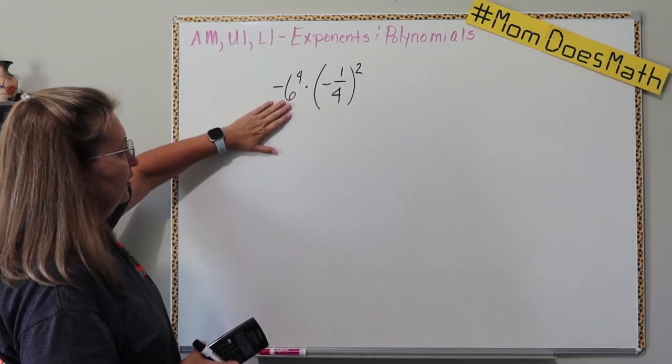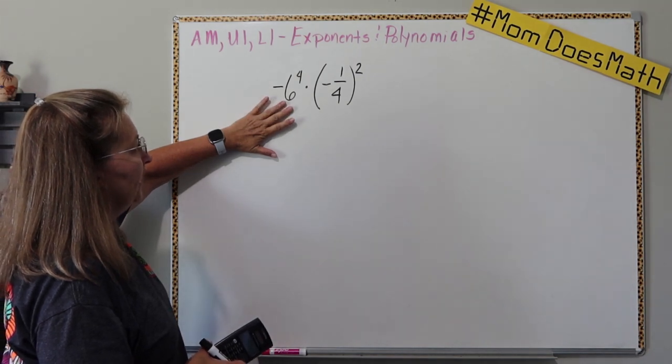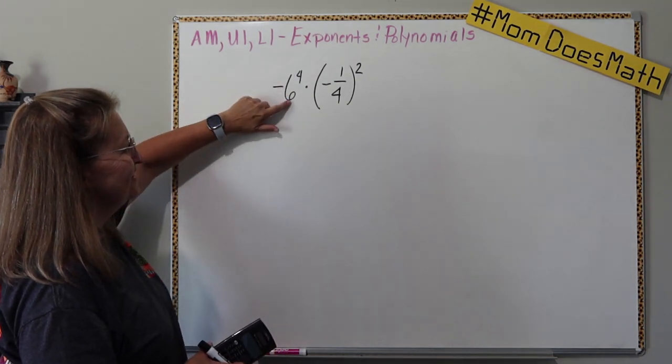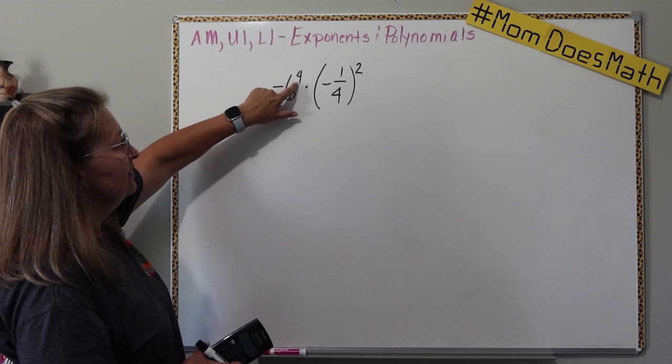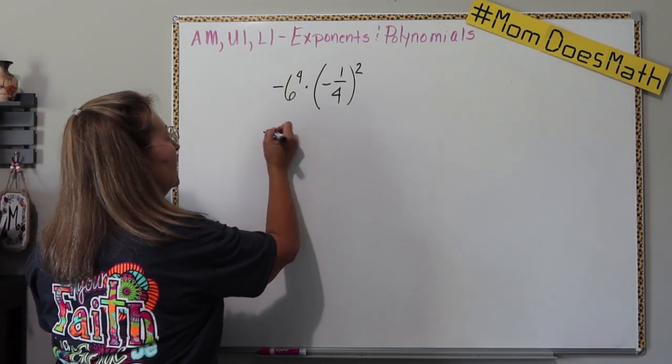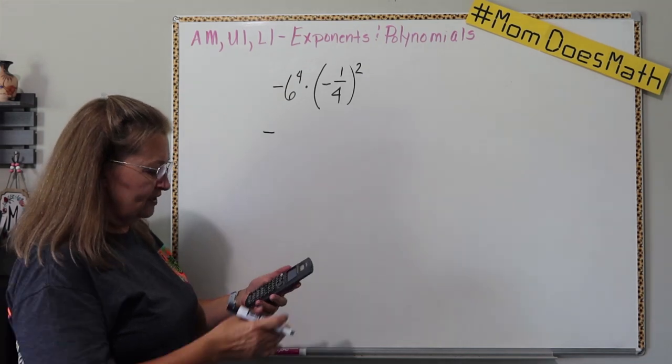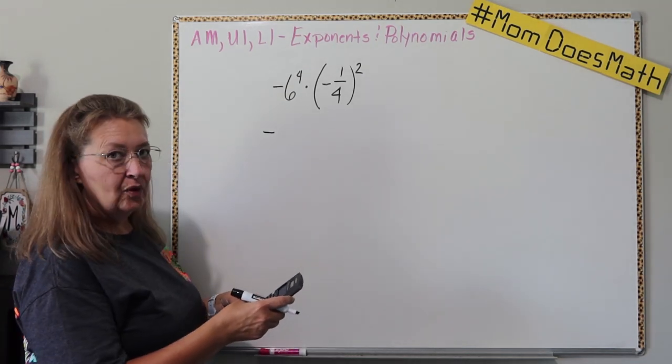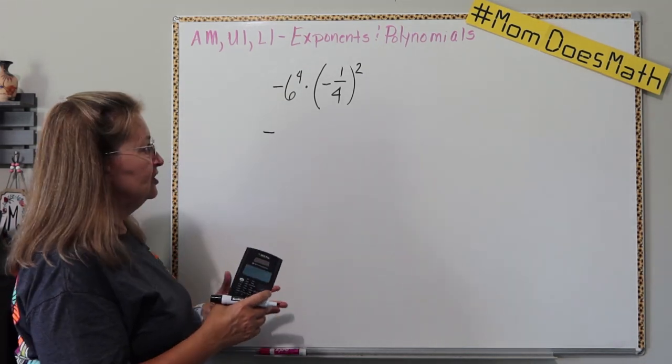So we look at this part first. We do have a negative raised to an exponent, but since this is not in parentheses, this is not going to affect the negative. It's still going to be negative. Now, what is 6 to the 4th? Well, you could do it quickly, but let's practice using the calculator.